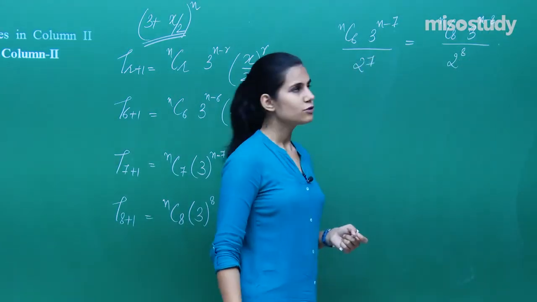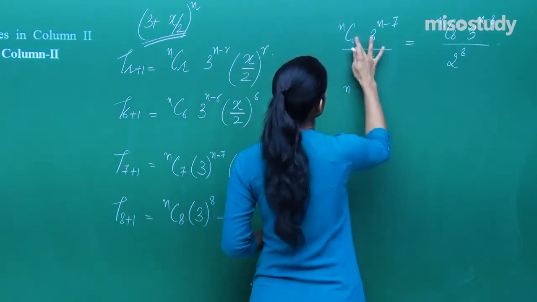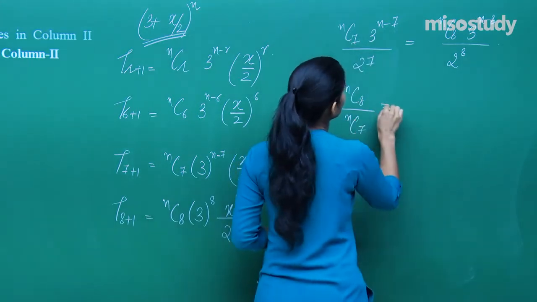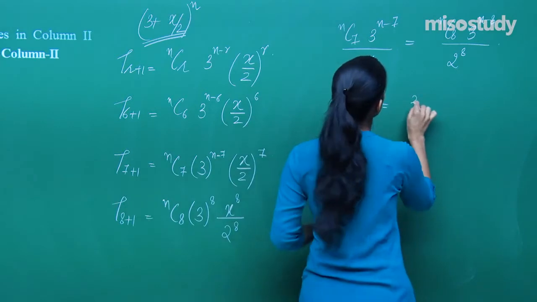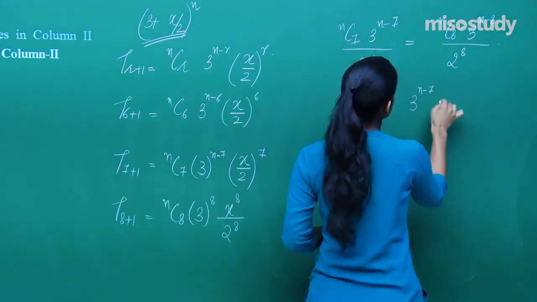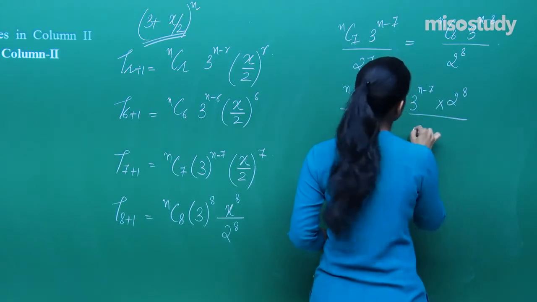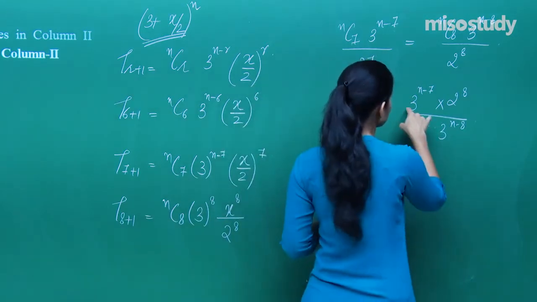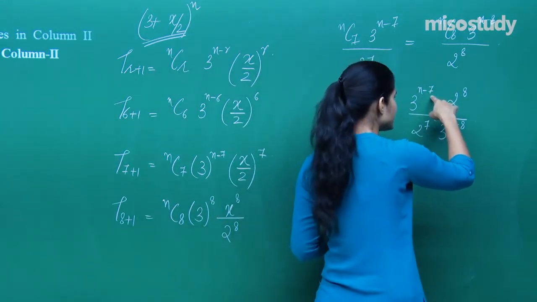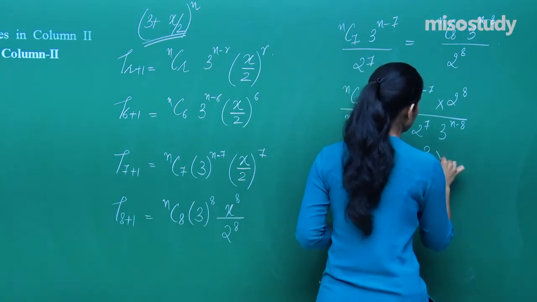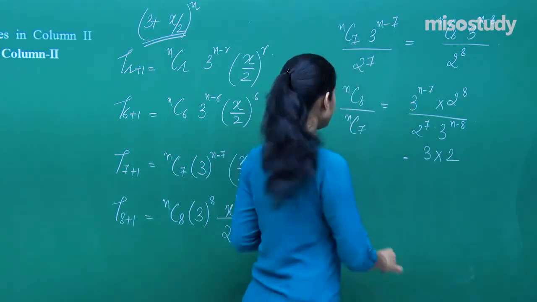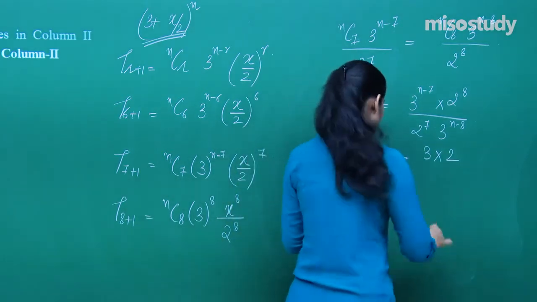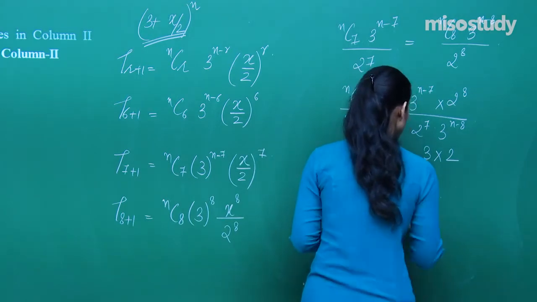And now from here, when you try to talk about what is the value of n, this is 7, you basically get NC8 upon NC7. NC8 upon NC7 gives you 3 to the power n minus 7 into 2 to the power 8 upon 2 to the power 7 into 3 to the power n minus 8. So this gives you what? This is 3 to the power n minus 7 minus n plus 8. So this is 3 into 2, right? And this is NC8 upon NC7. From here, you are going to get n equals 55.